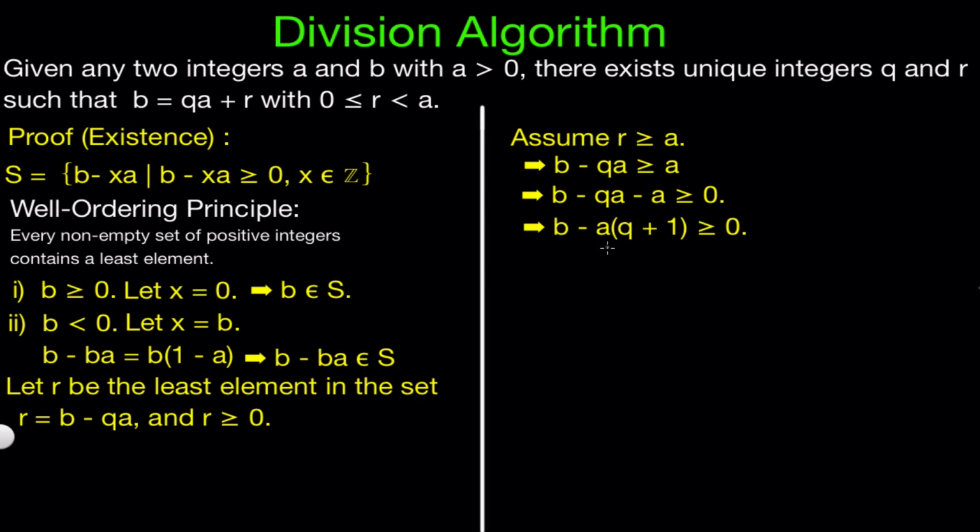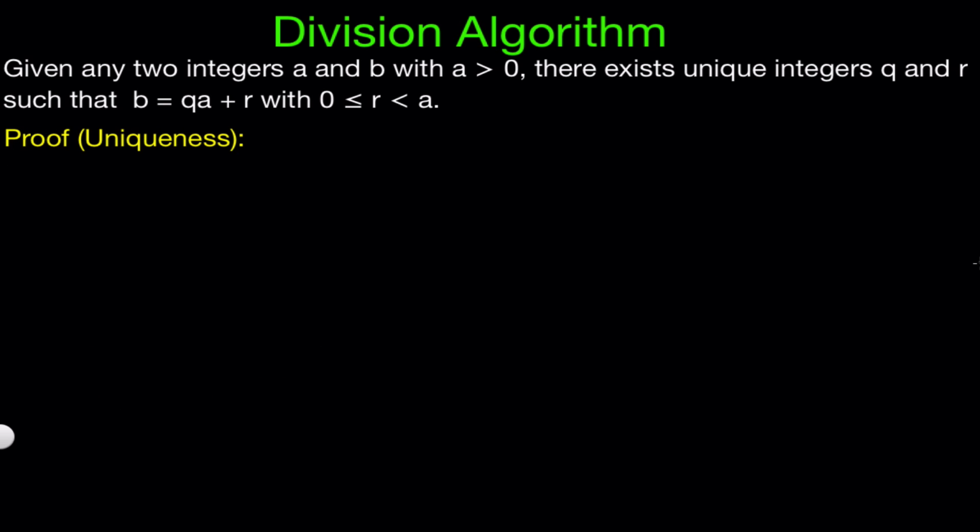But now we notice that this is of the form b minus x times a, and it's also greater than or equal to 0, meaning that it's an element of our set S. But b minus a times q plus 1 is always less than b minus a times q, which equals R, so this contradicts the fact that R was the least element in our set. So by contradiction, we have shown that R is in fact less than a, and this sums up the existence part of our proof. Let's move on to the uniqueness part of the proof.